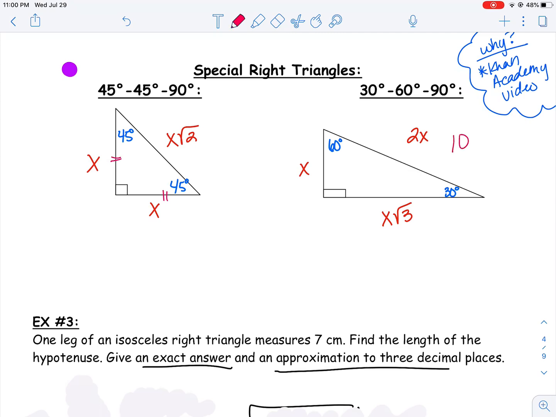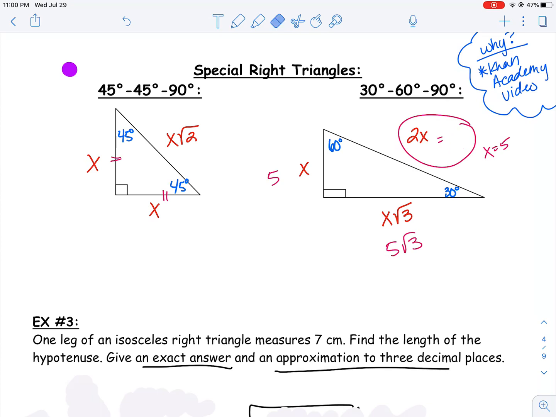Let's say that we knew the hypotenuse was 10. Well, if the hypotenuse is 10, and I know that the hypotenuse is supposed to be 2 times what the other leg is, the leg across from the 30, well, could I take this equation, divide by 2, take half of it, and figure out what x equals? If I divide both sides by 2, then I end up getting x equals 5, right? Well, if x equals 5, then that means this leg is 5, and this leg is 5 rad 3.